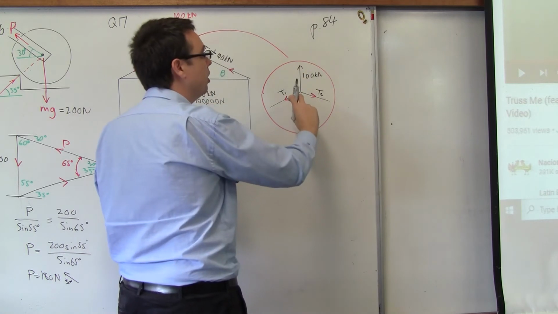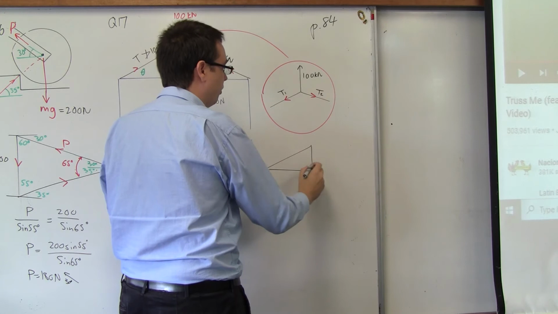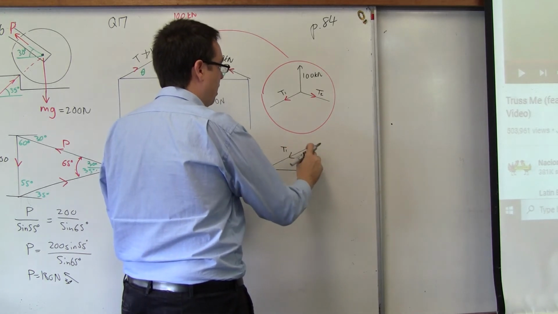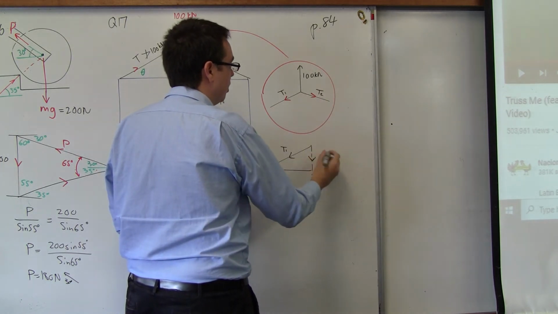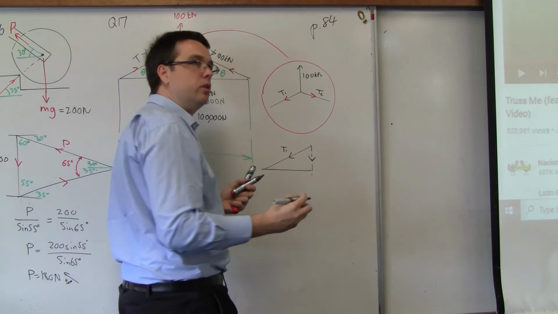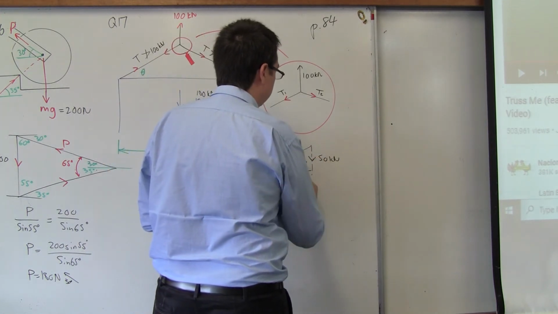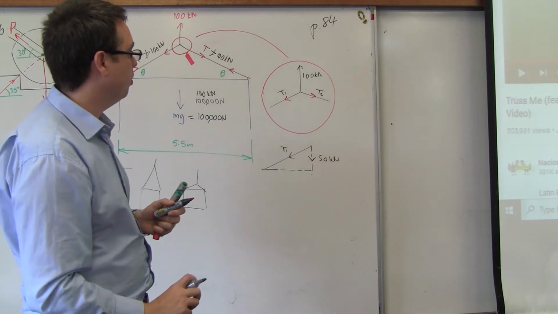We know that they're both going to be the same, so the vertical component of T1 is going to be half of 100 kilonewtons. What's half of 100 kilonewtons? 50 kilonewtons, excellent, thank you very much. 50 kilonewtons. Okay, so we have 50 kilonewtons as the maximum that we're allowed.